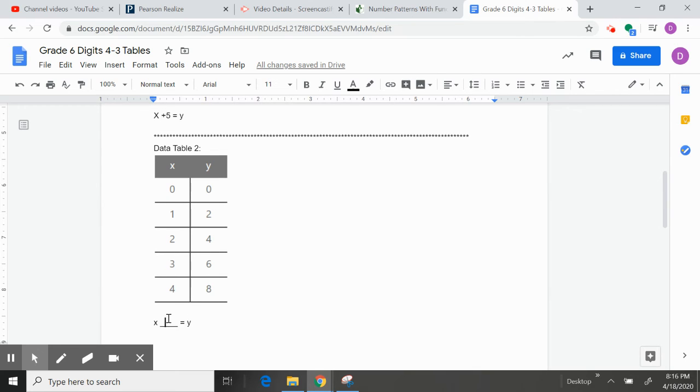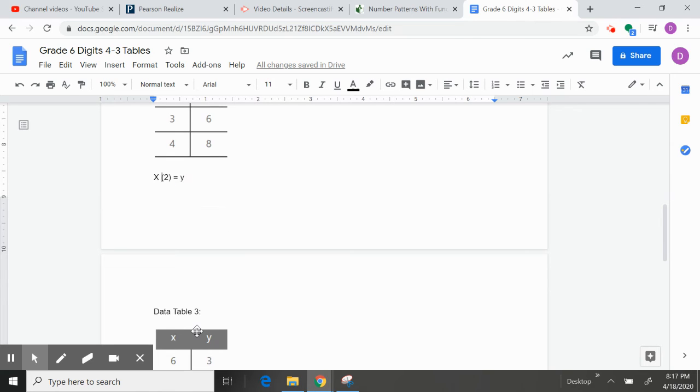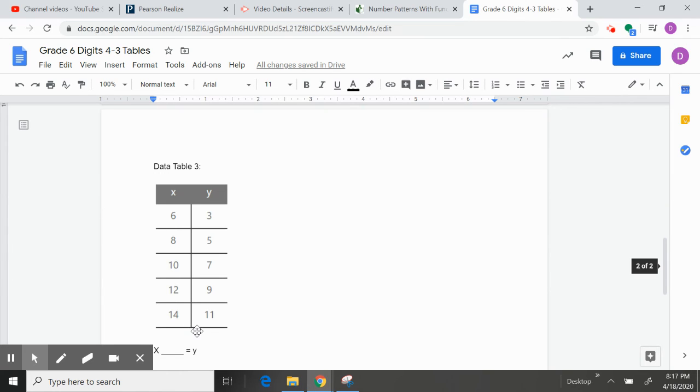So it must be x times 2. I'm going to do it like that. Remember, we can use parentheses to multiply. So x times 2 equals y. All right, great. And now data table 3.